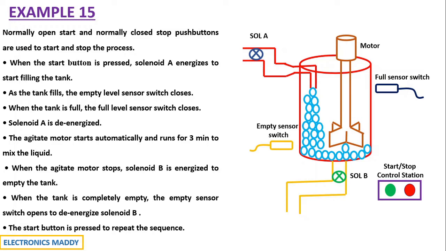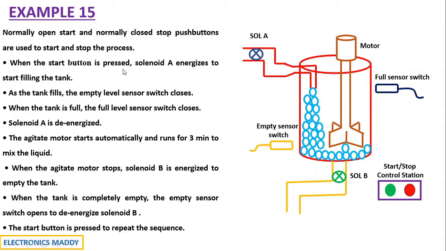So now what is the process all about? They've given normally open start and normally closed stop push buttons that are used to start and stop the process. That is quite common in all the processes, isn't it? We have solved a lot of examples, and if you carefully observe, we will definitely use a start push button and a stop push button. That is always necessary for any type of process.